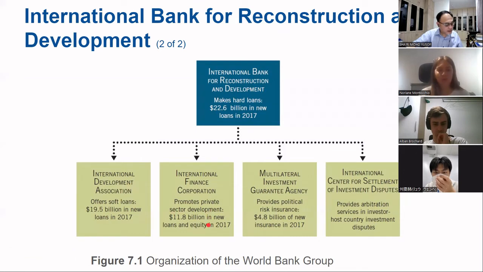International Finance Corporation, for example, the book gave an example of IFC providing a Bangladesh cement company with 10 million in equity and 35 million in loans to help build a 60 million plant capable of producing 1.2 million tons of cement annually. So they provide this finance, right? Multilateral Investment Guarantee Agency provides political risk insurance.